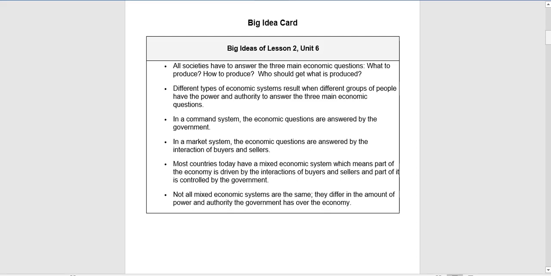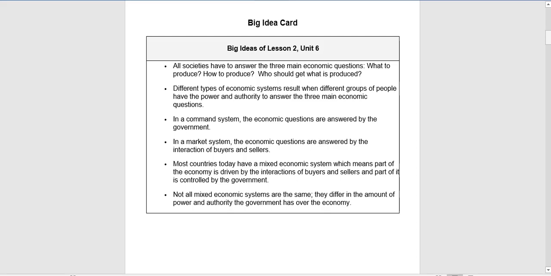Bullet point number 2, different types of economic systems result when different groups of people have the power and authority to answer the 3 main economic questions. So this bullet point makes me think back to when we looked at different types of governments, when we looked at dictatorships and monarchies and theocracies and democracies. And it looks like different groups of people or different leaders, say, in those governments would prefer different types of economic systems.